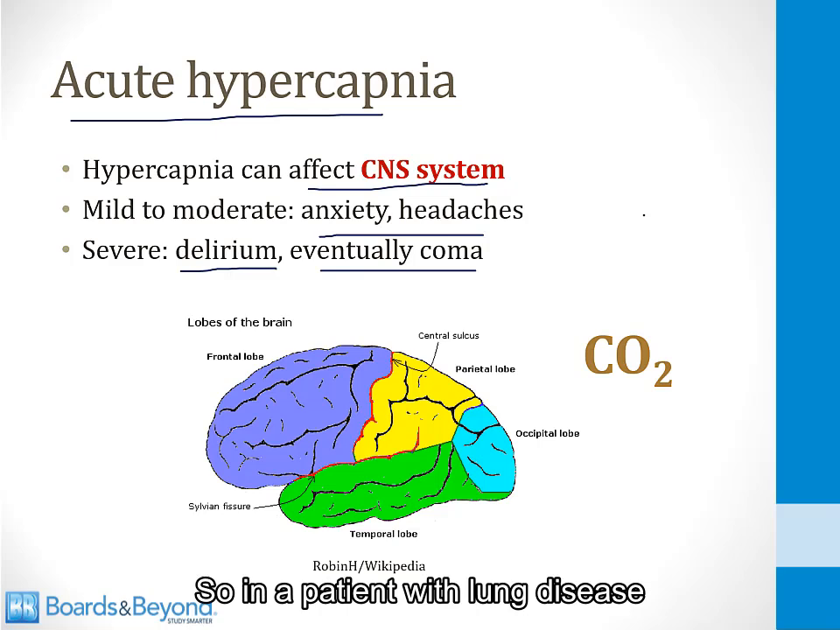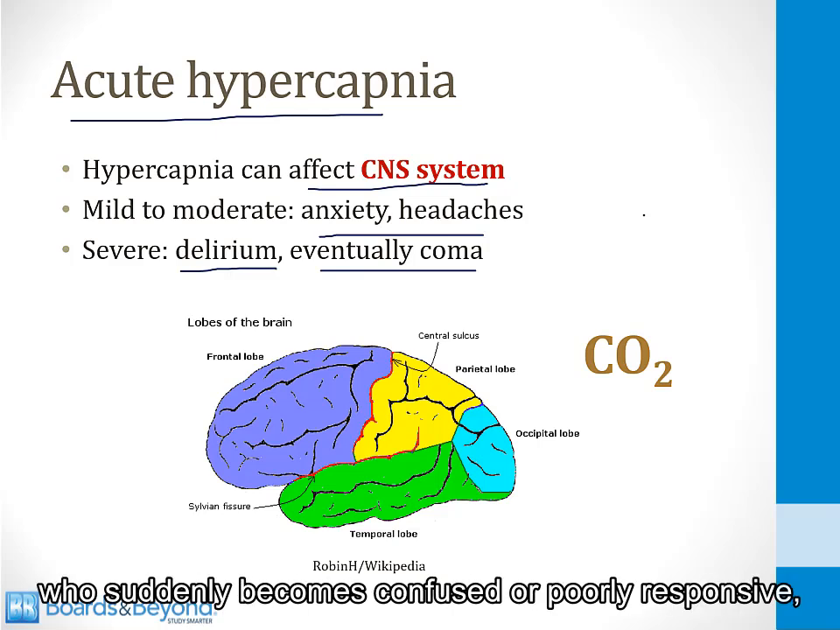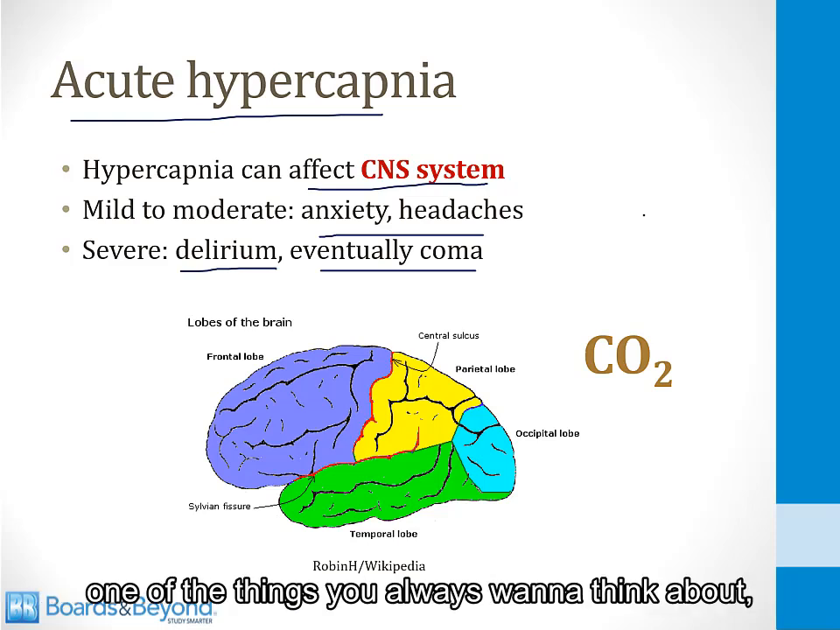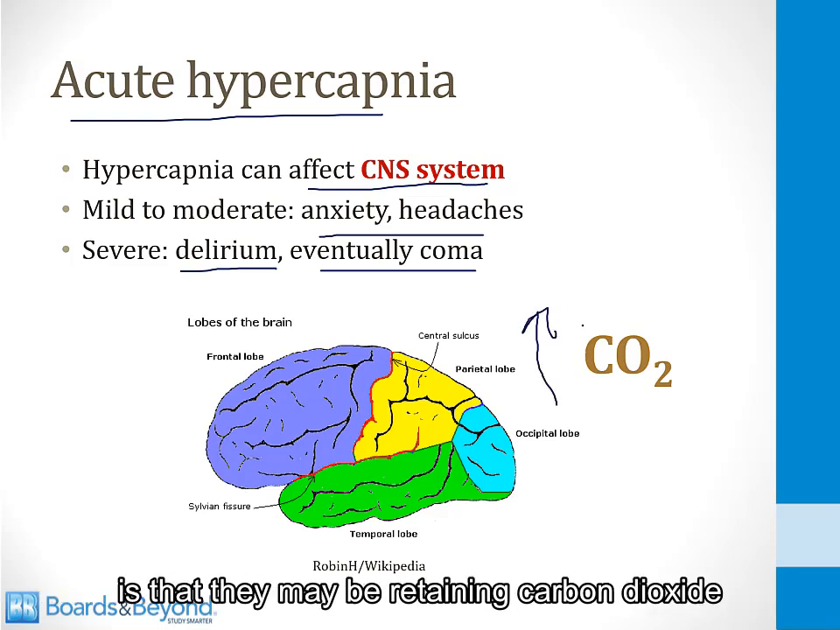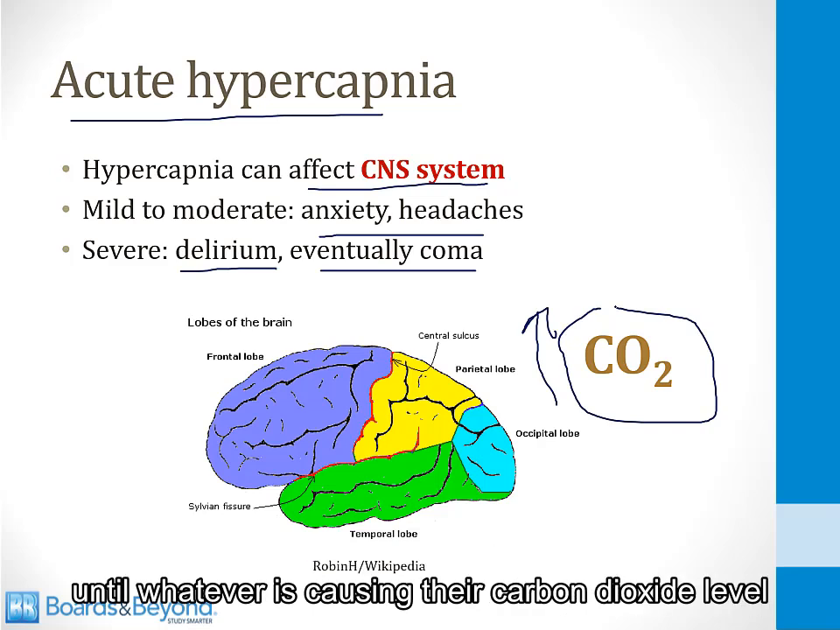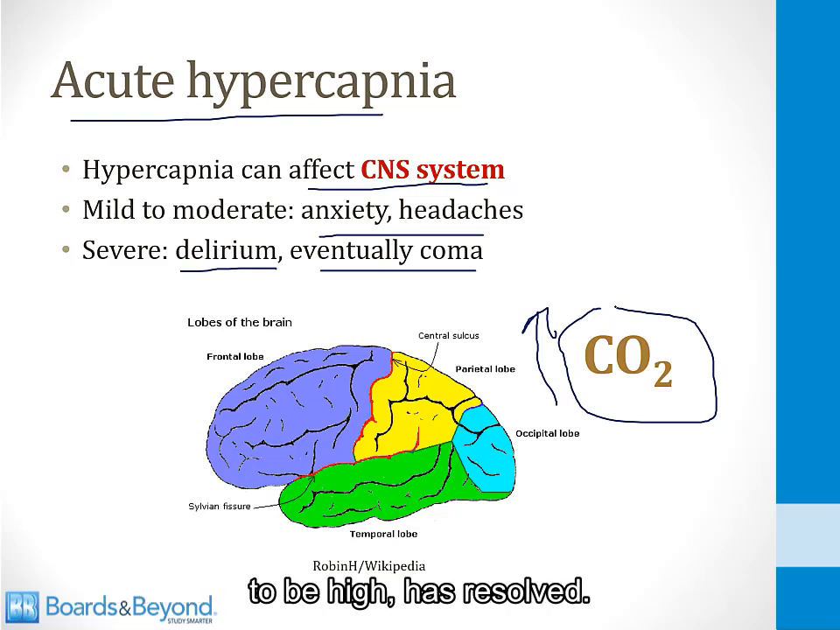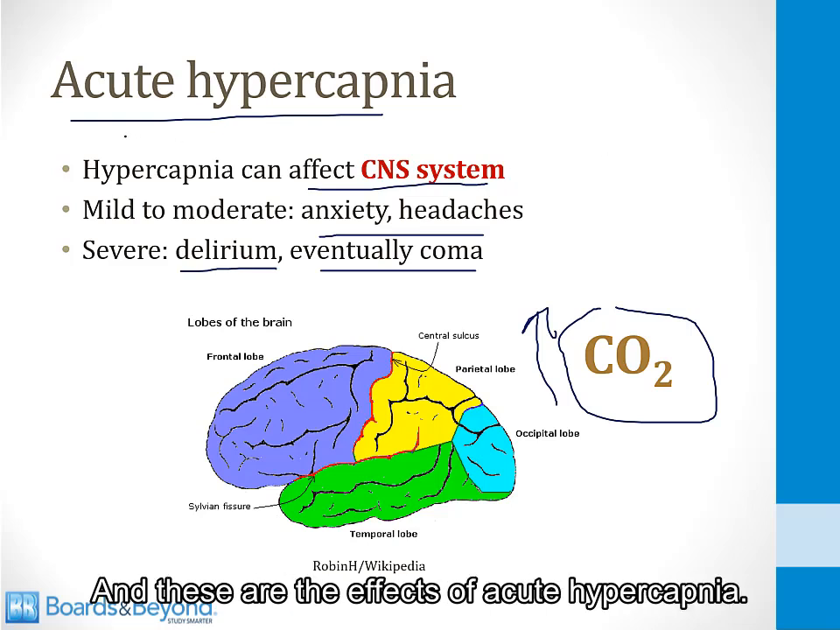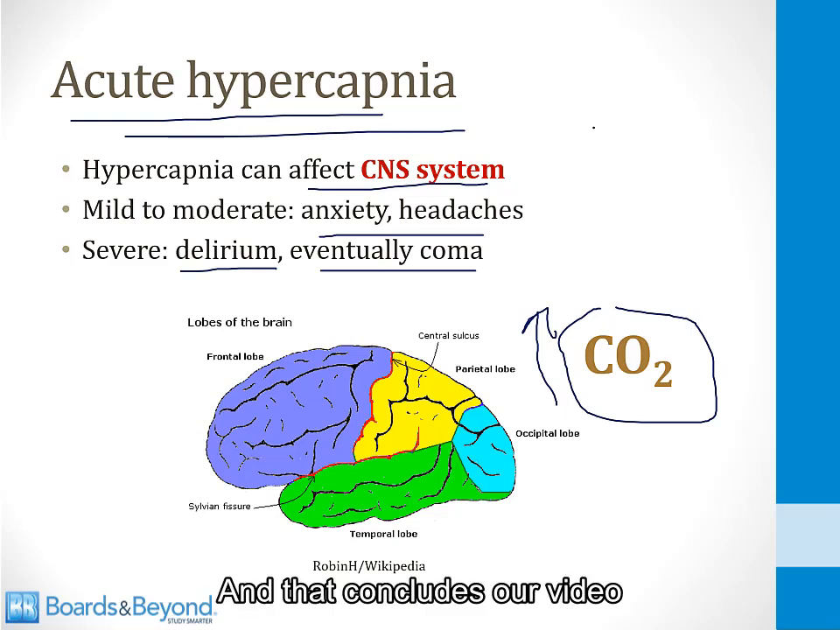So when a patient with lung disease suddenly becomes confused or poorly responsive, one of the things you always want to think about is that they may be retaining carbon dioxide, and they may need to be placed on mechanical ventilation until whatever is causing their carbon dioxide level to be high has resolved. And these are the effects of acute hypercapnia. And that concludes our video on respiratory acid-base disorders.